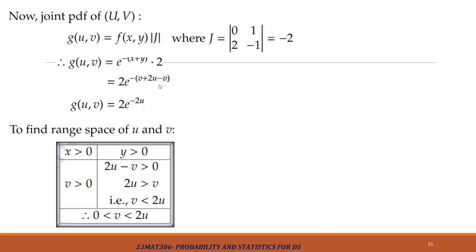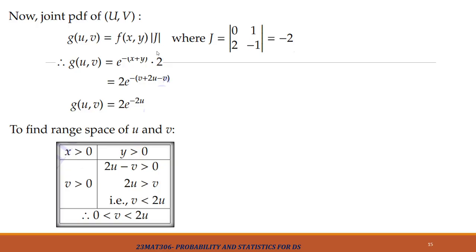Next, we have to substitute in the transformation equation: g of u comma v is equal to f of x comma y into J. J means the Jacobian value, right? The Jacobian value is calculated from the coefficients of these derivatives, and finally we get the determinant value as -2.